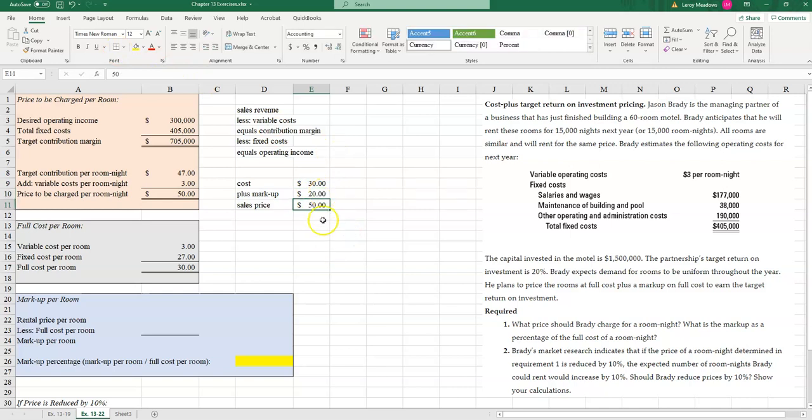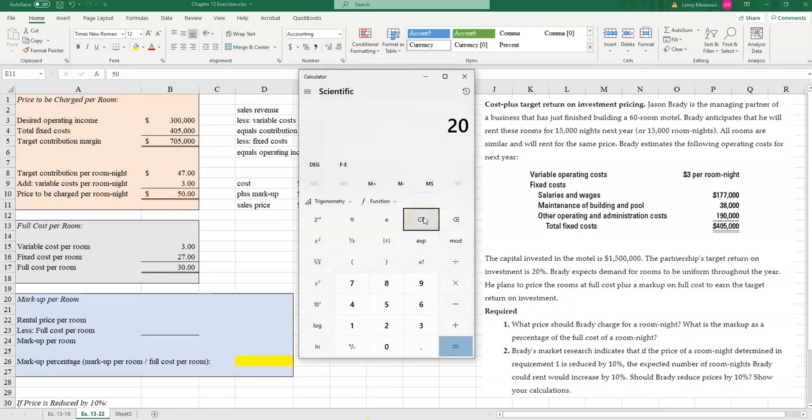So now we're asked, what is the markup as a percentage of the full cost of a room per night? So what is my markup as a percentage of my cost? So I'm going to simply take my $20 and divide that by the full cost, because that's what I want to get the markup as a percentage of. The markup is a percentage of my full cost, which is $30. So my markup percent is going to be what? 66.7%.